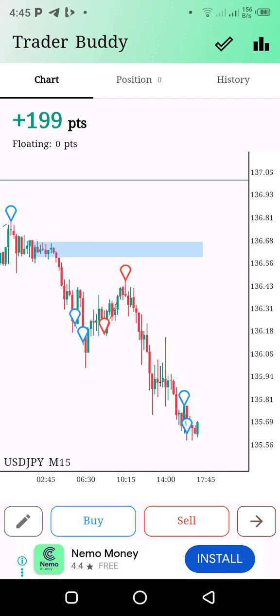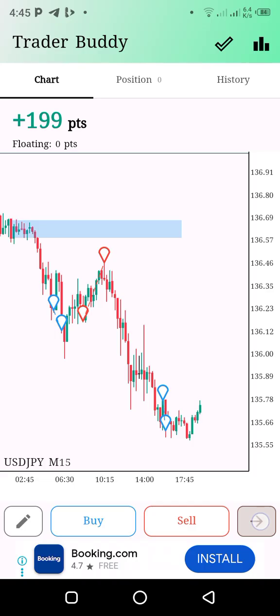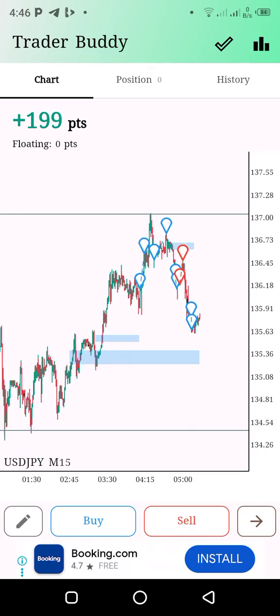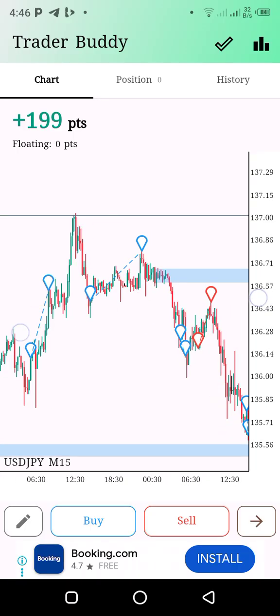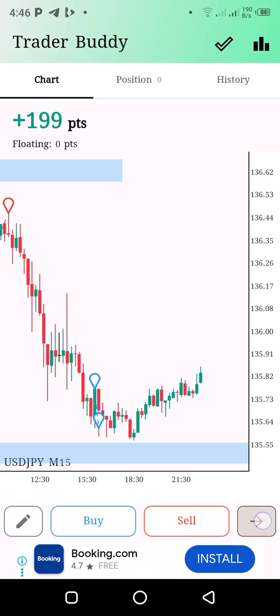So the very first thing that we notice is that price is... so this is the second level that we have. Let's wait.